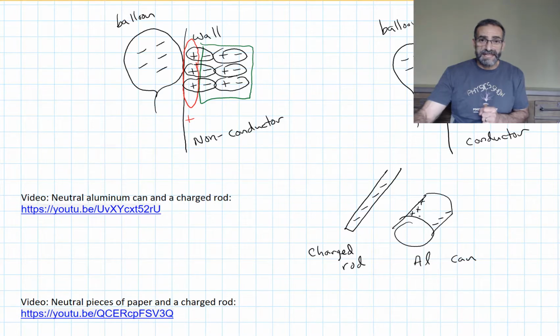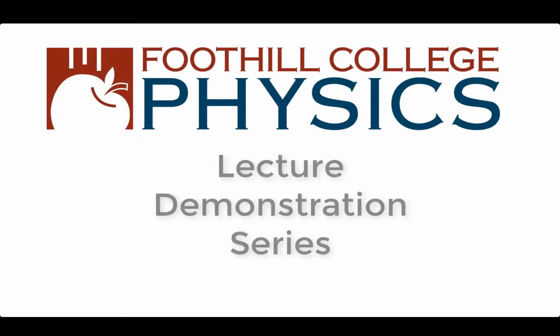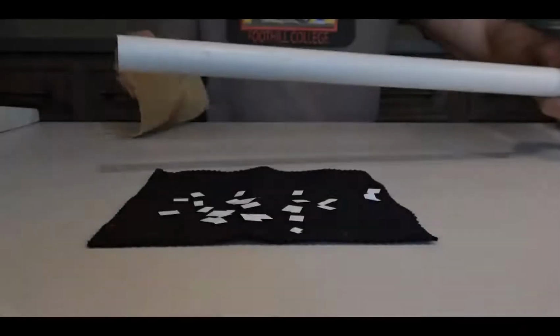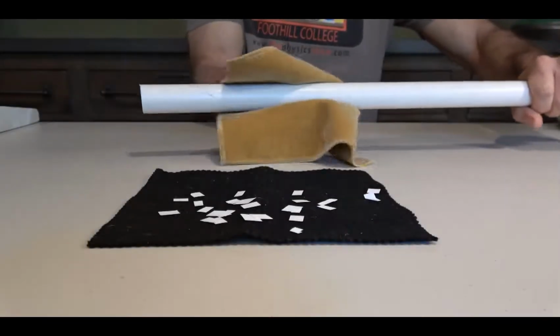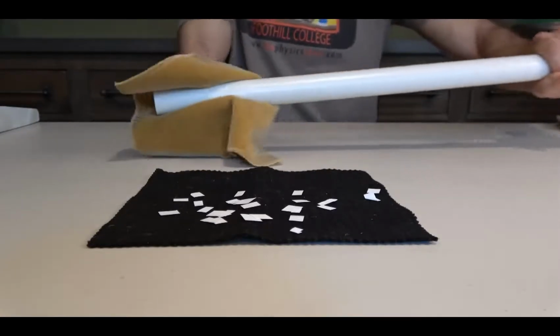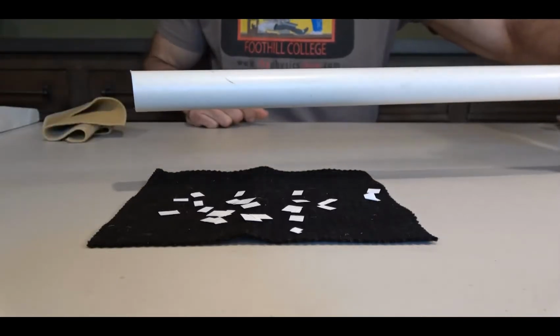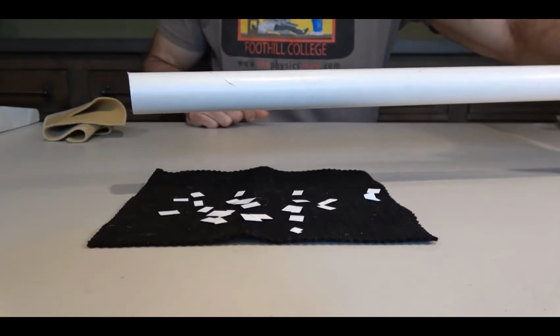Let's take a look at another video demonstration. The small pieces of paper are electrically neutral. The PVC rod is negatively charged after rubbing it with the wool. What's going to happen to those pieces of paper? Pause the video and make a prediction.